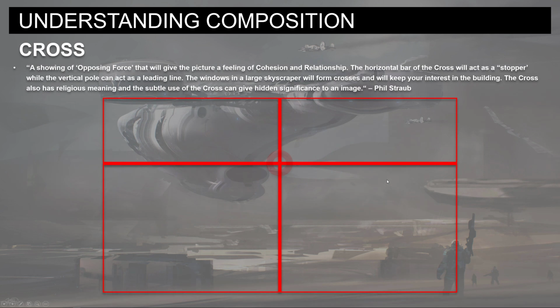All right, the next composition type that we'll take a look at is the cross. It's a showing of opposite force that will give the picture a feeling of cohesion and relationship. The horizontal bar of the cross will act as a stopper, while the vertical pole can act as a leading line. The windows in a large skyscraper will form crosses and will keep your interest in the building. The cross also has religious meanings, and the subtle use of the cross can give hidden significance to an image.